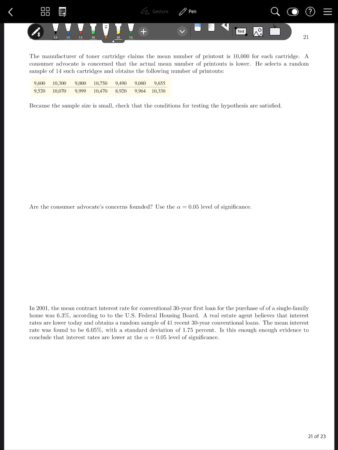Okay, so the second one here says the manufacturer of toner cartridge claims the mean number of printouts is 10,000 for each cartridge. A consumer advocate is concerned that the actual mean number of printouts is lower. He selects a random sample of 14 such cartridges and obtains the following number of printouts. So we can start by writing our null and alternative hypothesis. The manufacturer says that it's 10,000, so mu equals 10,000, and he thinks the mean is lower, so mu is less than 10,000.